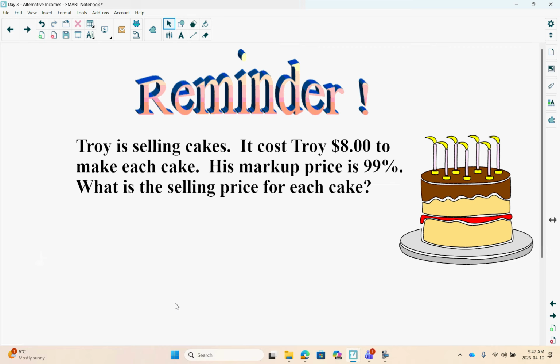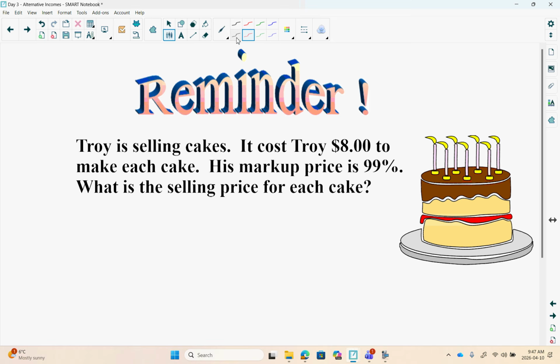All right. So a little reminder that when we're talking about these things, you might still have to consider markup and selling prices and things like this. This is a review of something we talked about before our last test. Troy is selling cakes. It costs Troy $8 to make each cake. His markup price is 99%. So he's marking them up 99%. What is the selling price for each cake?